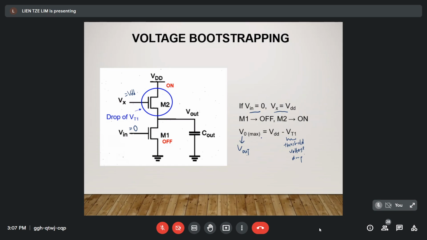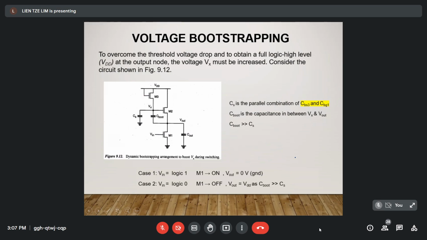Supposedly Vout must be equal to VDD when this transistor turns on. But this circuit may also suffer from the threshold voltage drop, meaning that it is deducted by some threshold voltage VT. We need to overcome this threshold voltage drop. So how do we overcome it?